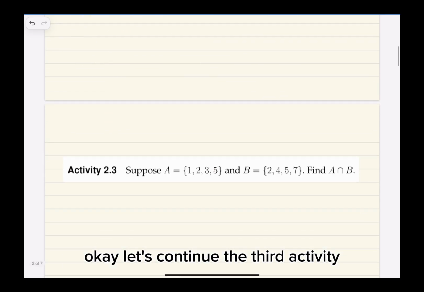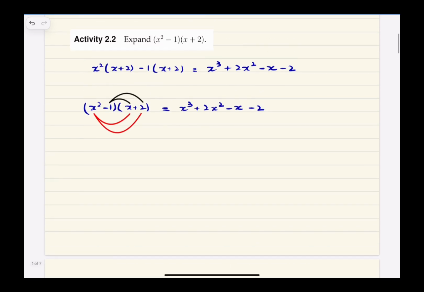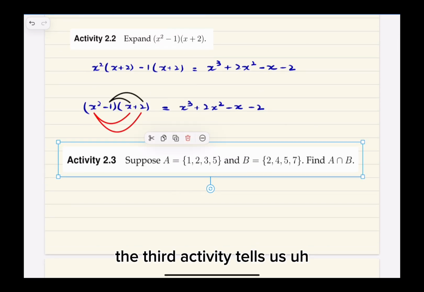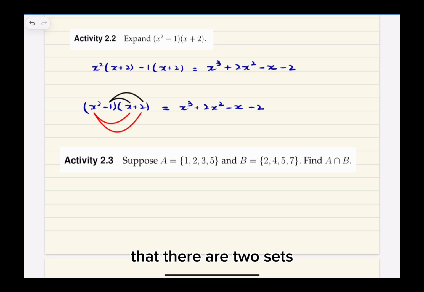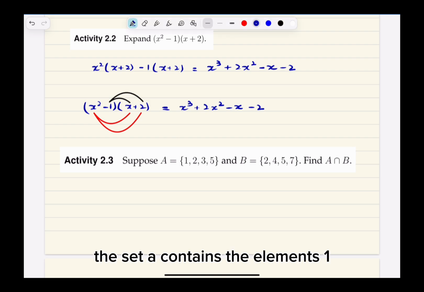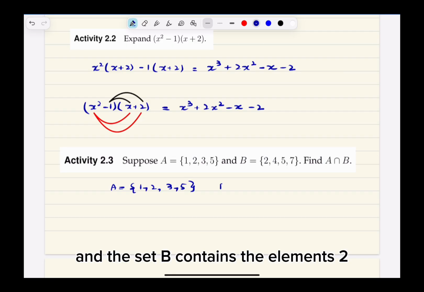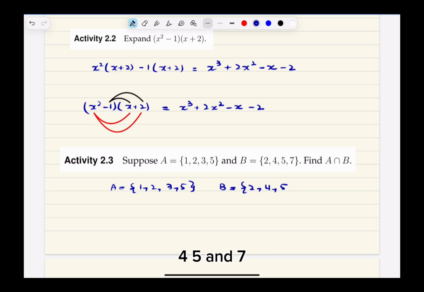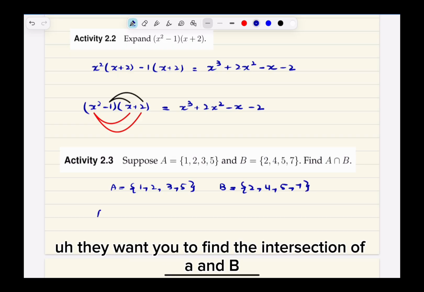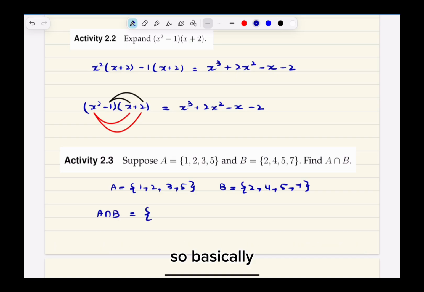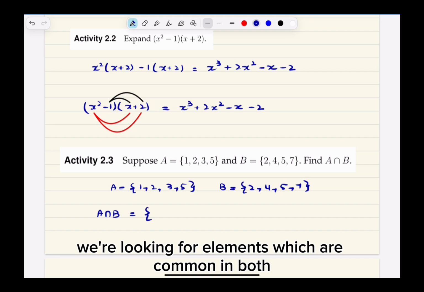Okay, let's continue with the third activity. The third activity tells us that there are two sets. The set A contains the elements 1, 2, 3, and 5, and the set B contains the elements 2, 4, 5, and 7. So they want you to find the intersection of A and B. So basically we're looking for elements which are common in both.